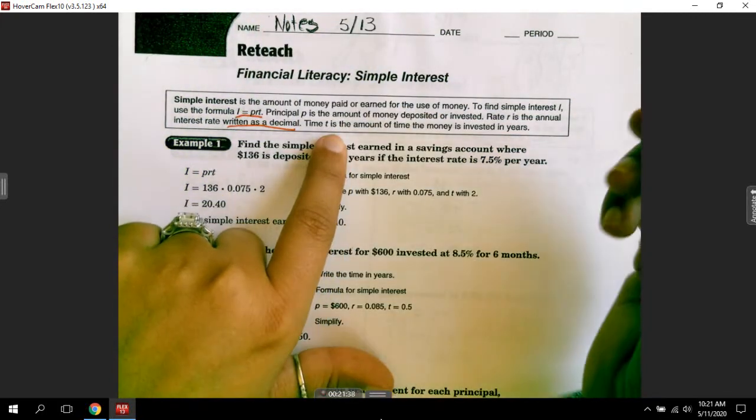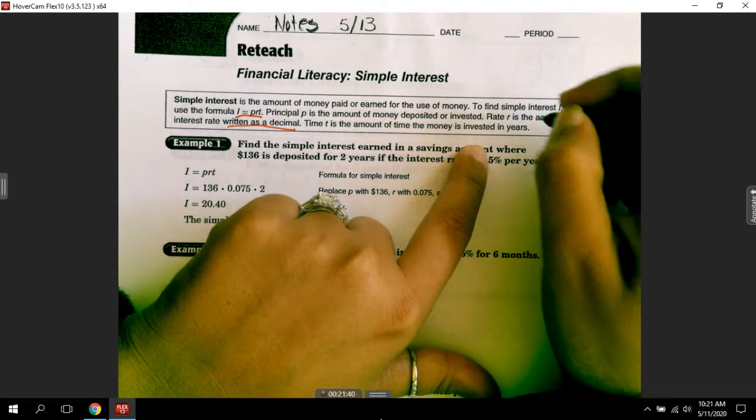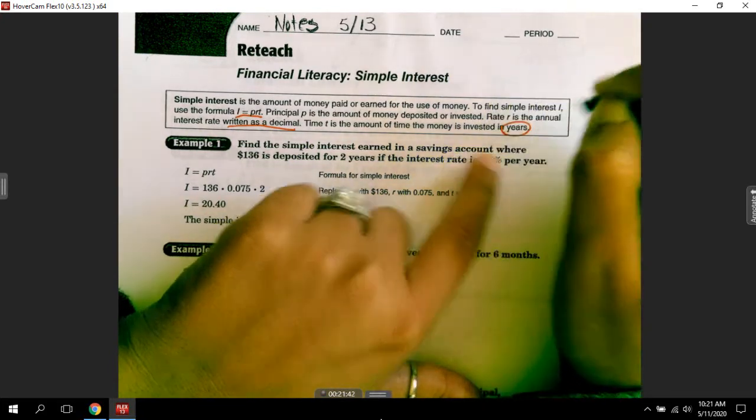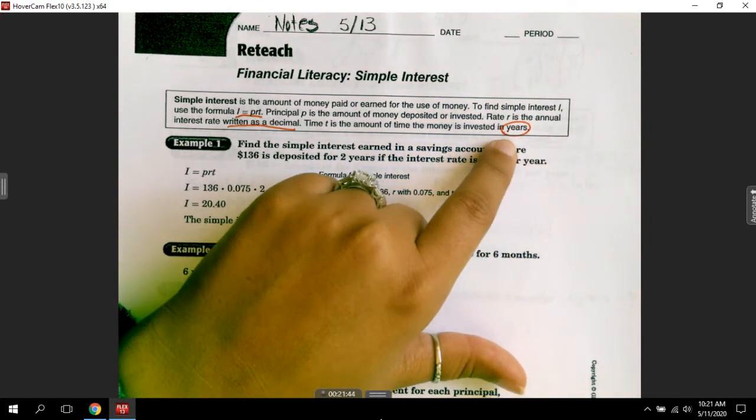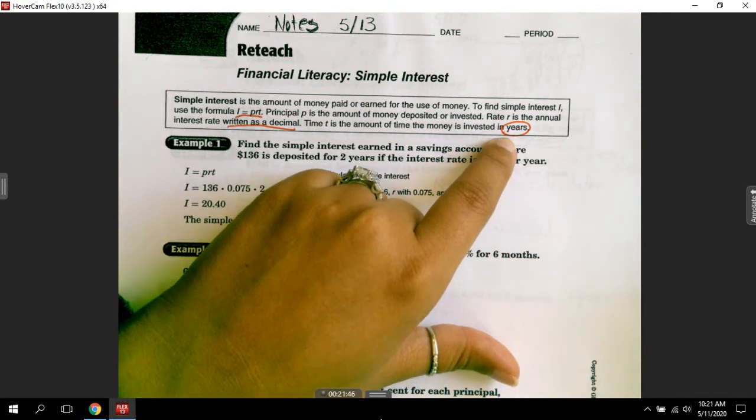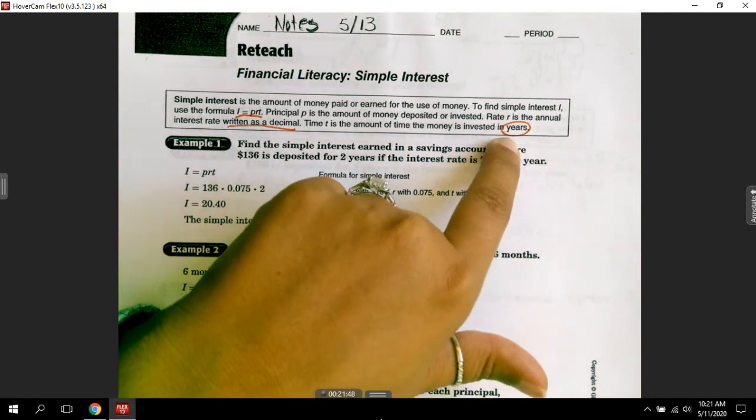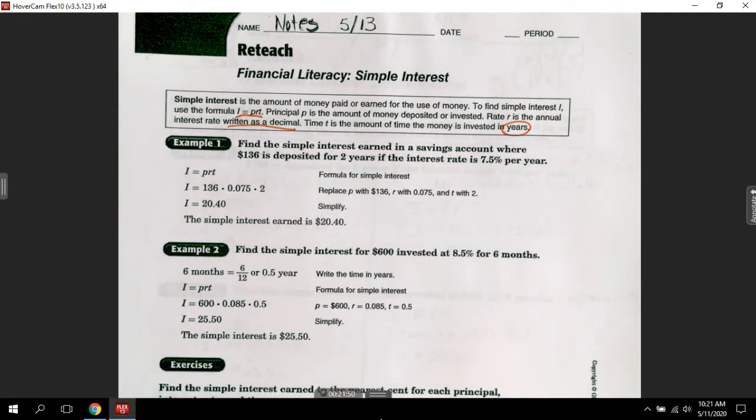And then the time, which is T, is the amount of time invested in years. Okay, this is important. It has to be invested in years. So if they give it to you in months, you're going to have to figure out, how do I change my months to years?